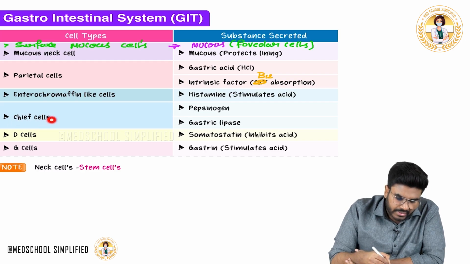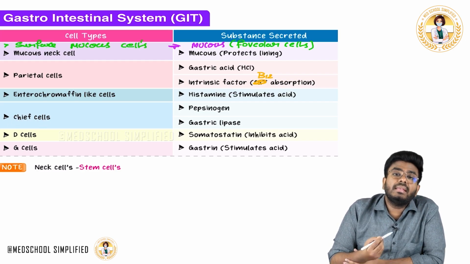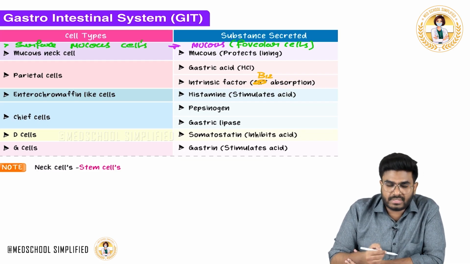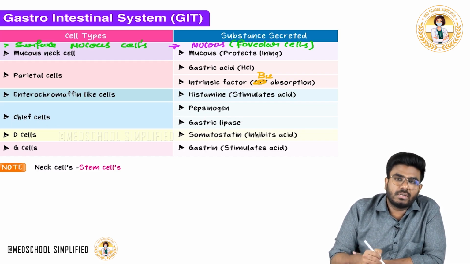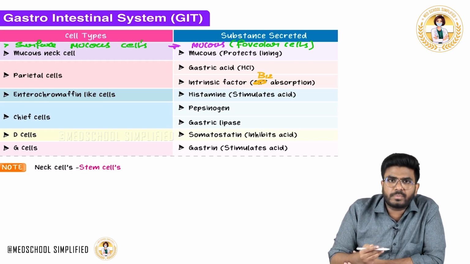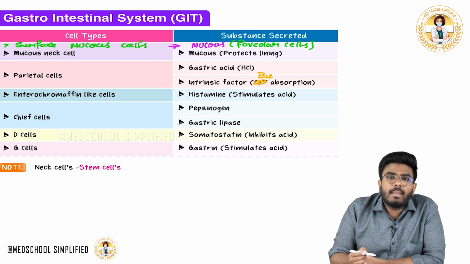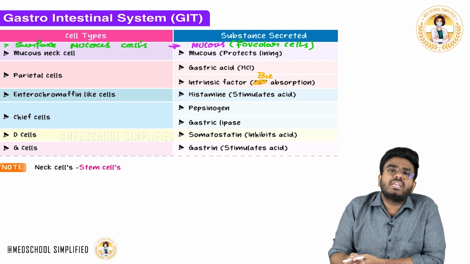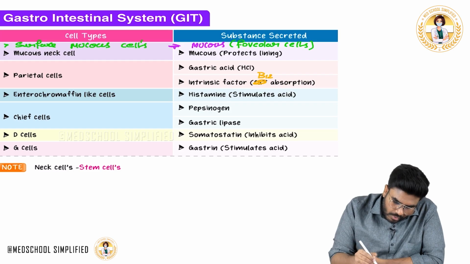Now let's talk about the chief cells. Chief cells are mainly involved in the production of digestive enzymes. Chief cells produce pepsinogen, which is inactive. This pepsinogen will be converted into pepsin. Pepsin helps in digestion of proteins.